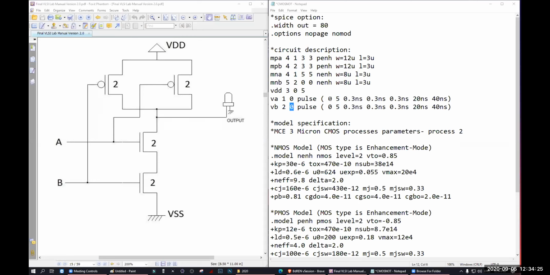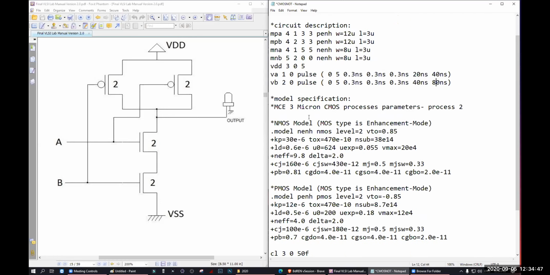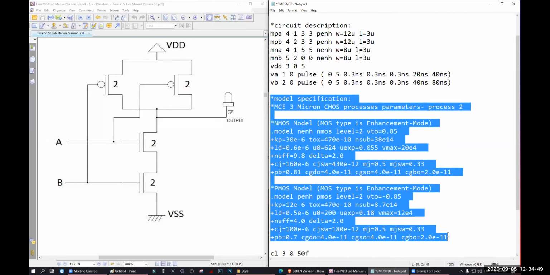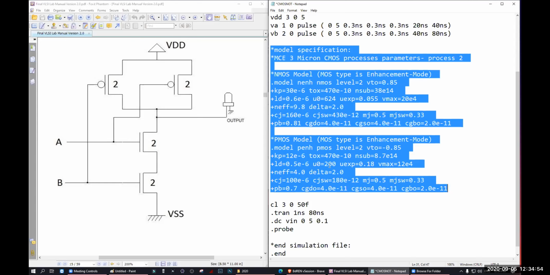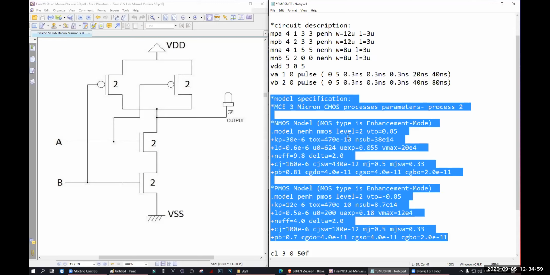So this is 0 volt, 5 volt. Then there are the delay time, rise time, fall time, on time, and total time, right? So we will double the time. We do not have to double the rise time and fall time. We only double the period and the total time, so that we can see all of them. Now this model specification will remain constant because we are using the same material for all our design. That's why the 3:1 is constant.